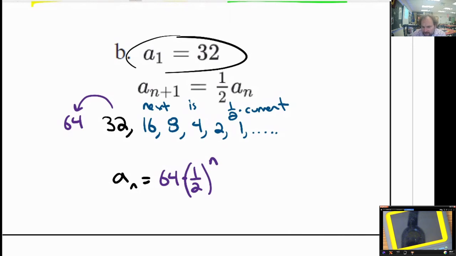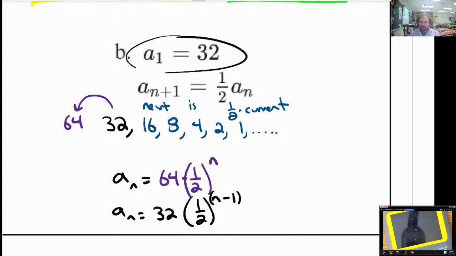But the idea is we're taking 64 and multiplying it by 1/2 to get 32, and then multiplying by 1/2 again to get 16, and so on. So if I want to know the 10th term, I just have to plug in 10. You can do the exact same trick, by the way. Start at 32 and multiply by 1/2 to the n minus 1th power. That works also. Just a little handy trick there.